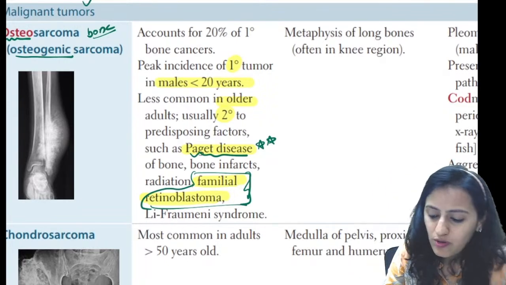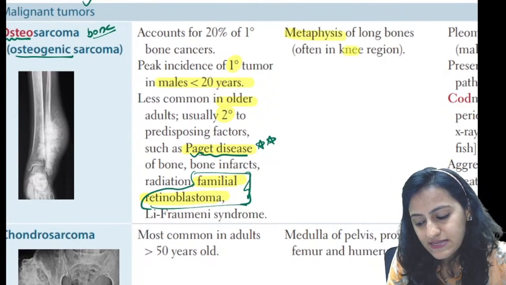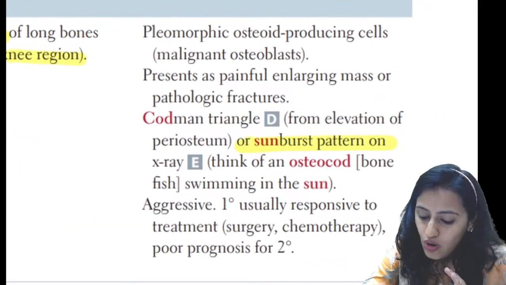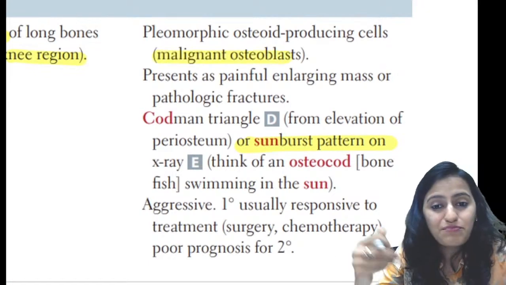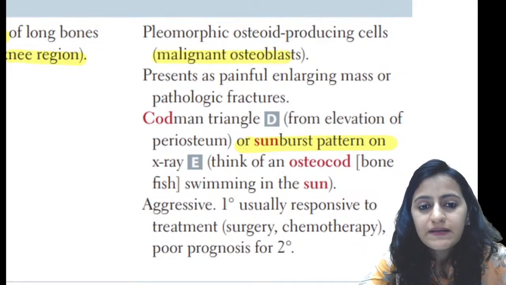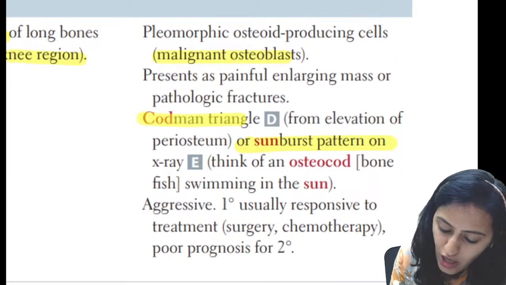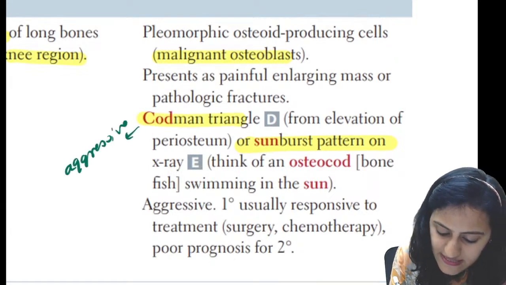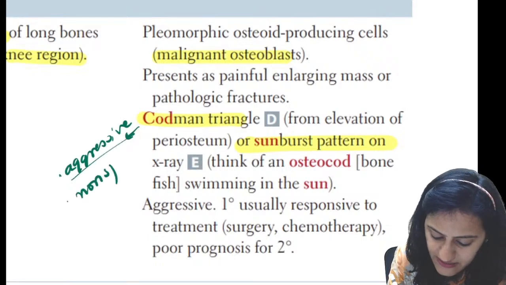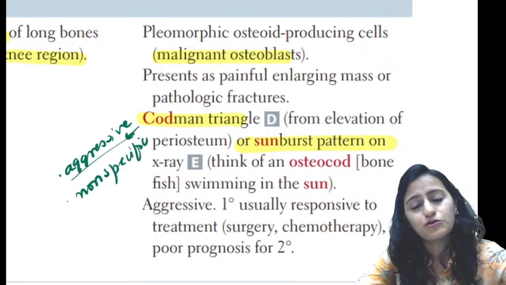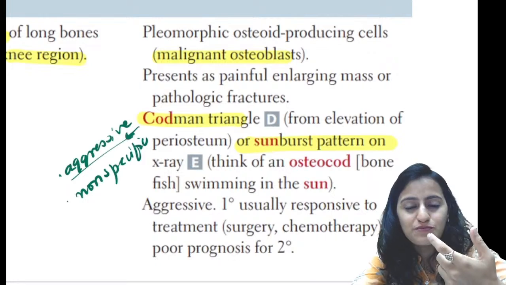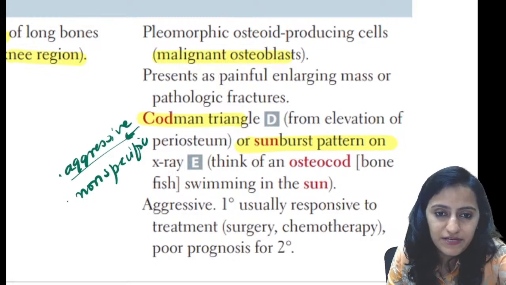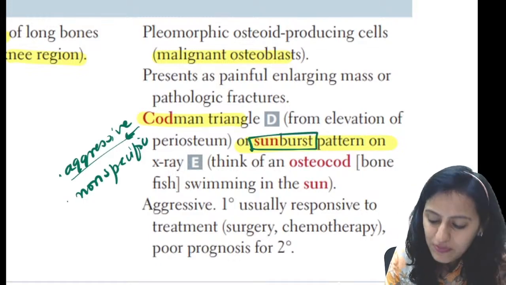Which part of the bone does it affect? It is the metaphysis. Again, around the knee region. This is very common. So you have the osteoid-producing cells here, the malignant osteoblasts. And what do you have? Codman's triangle. What does a Codman's triangle represent? This is an aggressive lesion. Remember, this is not specific for osteosarcoma. Ewing sarcoma, osteomyelitis, aggressive bone lesions generally can give the Codman's triangle appearance, or they can give the sunburst pattern.